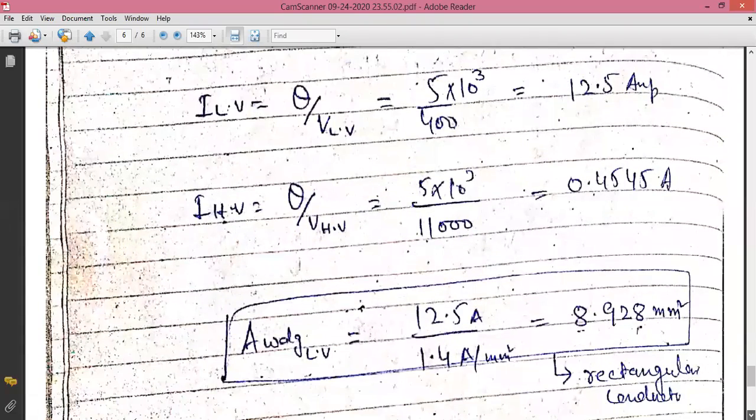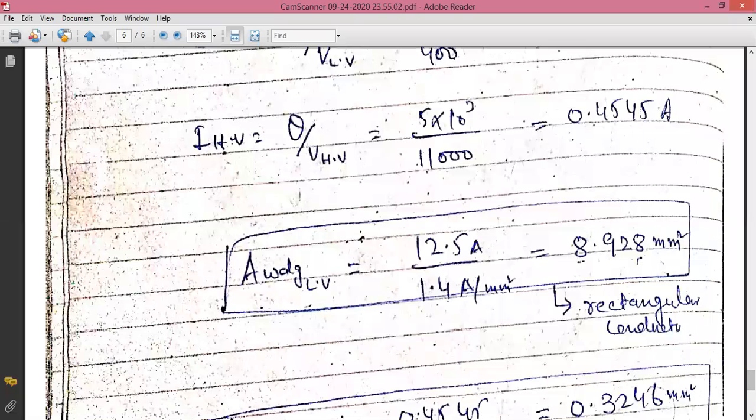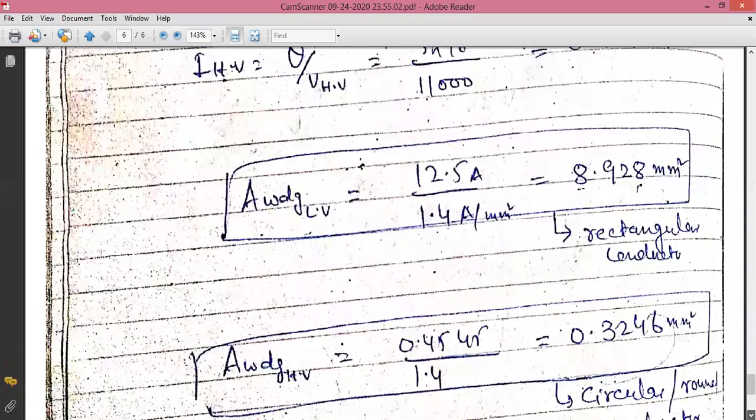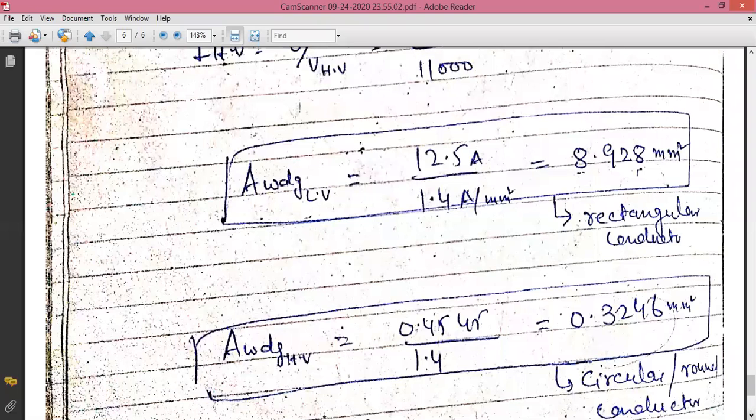Now you can see area of the low voltage. That means 12.5 upon 1.4. Value will be 8.928. And second case 0.45 upon 1.4. Now you can see low voltage winding is having area greater than 5 mm².